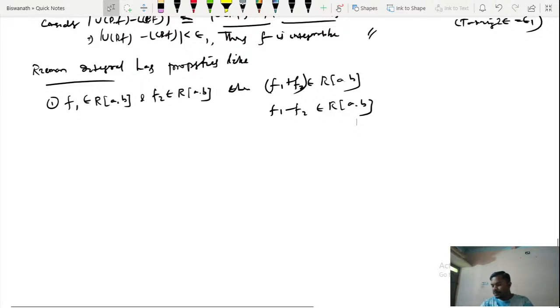Okay, only plus and minus are given here. So these algebraic properties hold. Now let's go to the next theorem.